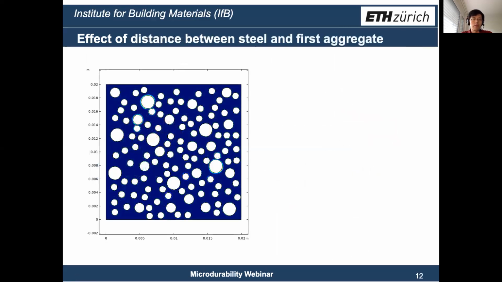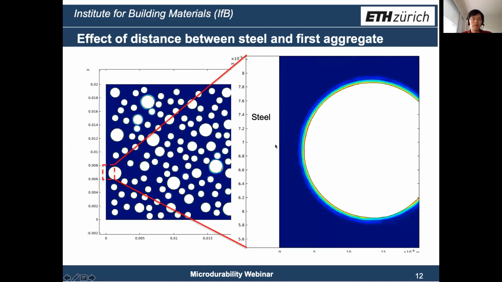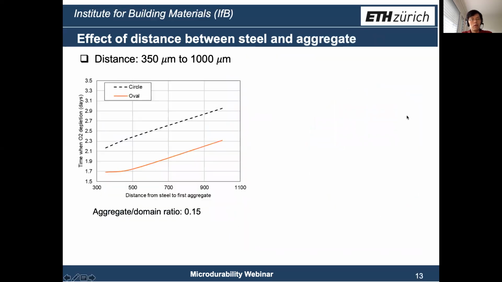So about the effect of distance between steel and aggregate. We can see we have aggregate on the surface. If we just zoom in on the close one, we investigate the distance from the steel surface to the surface of aggregate. From the figure, it clearly shows that with the increase of this distance, the time for oxygen depletion increases as well, because the barrier that aggregate works as is away from the steel, and more oxygen can diffuse in to support the corrosion reaction.